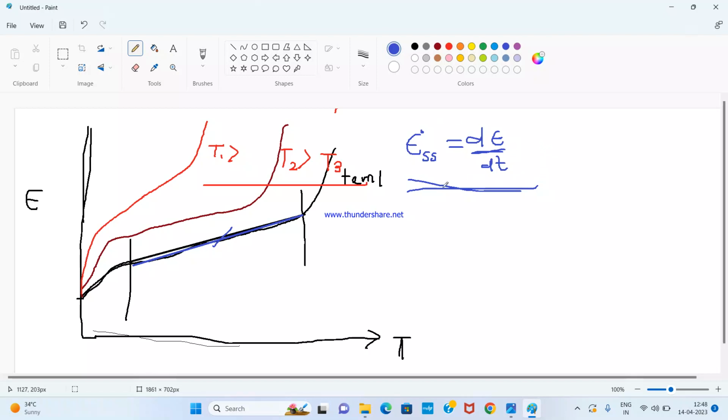Okay, so in creep behavior, the steady state strain can be expressed by an Arrhenius style equation for temperature dependent reactions. As I told, creep is a temperature dependent event under a constant load.